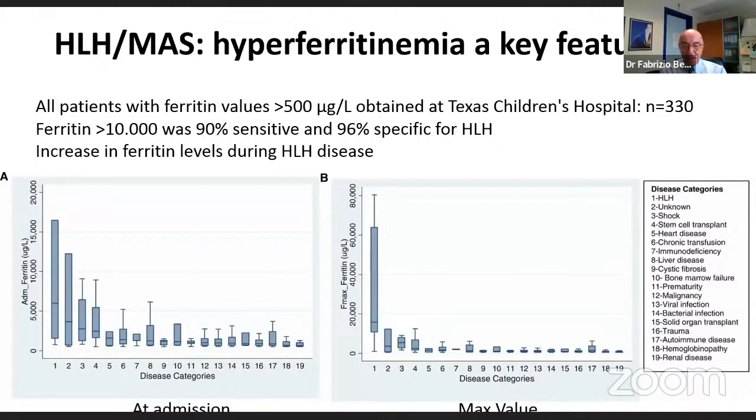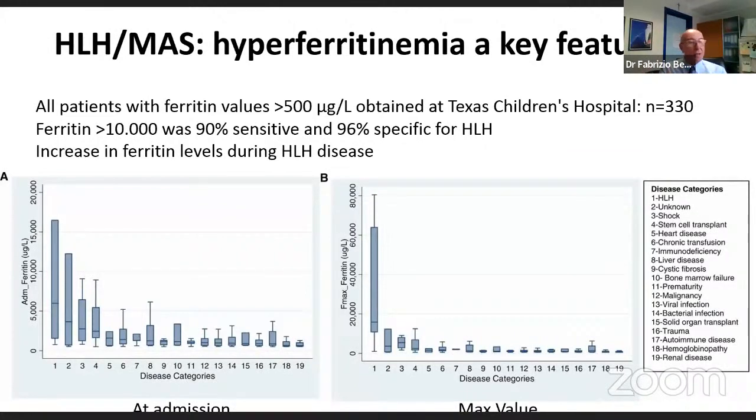The other take-home message is that there is an increase in ferritin. Just look at disease category 1, which is HLH, and at the scale of the y-axis, there is an increase in ferritin levels during HLH disease. So again, pointing to longitudinal evaluation of ferritin.